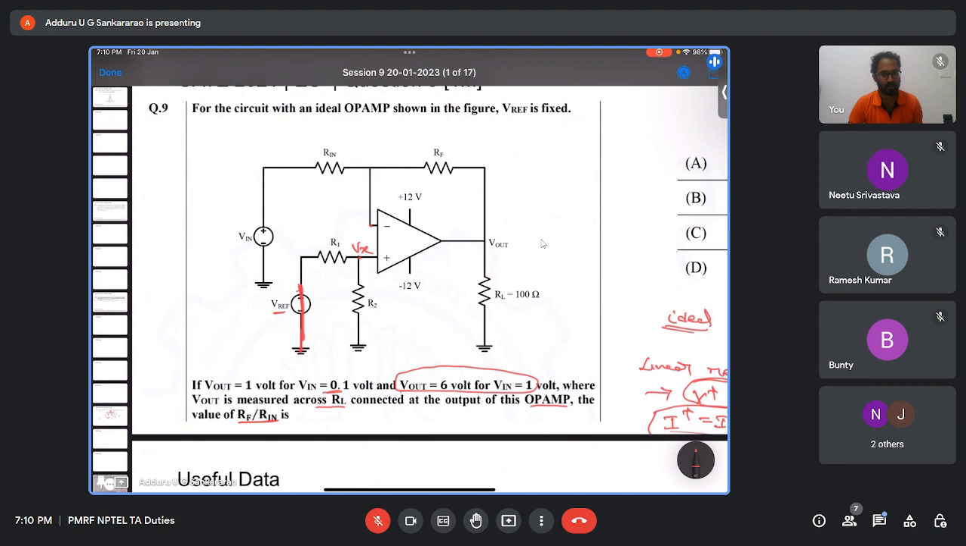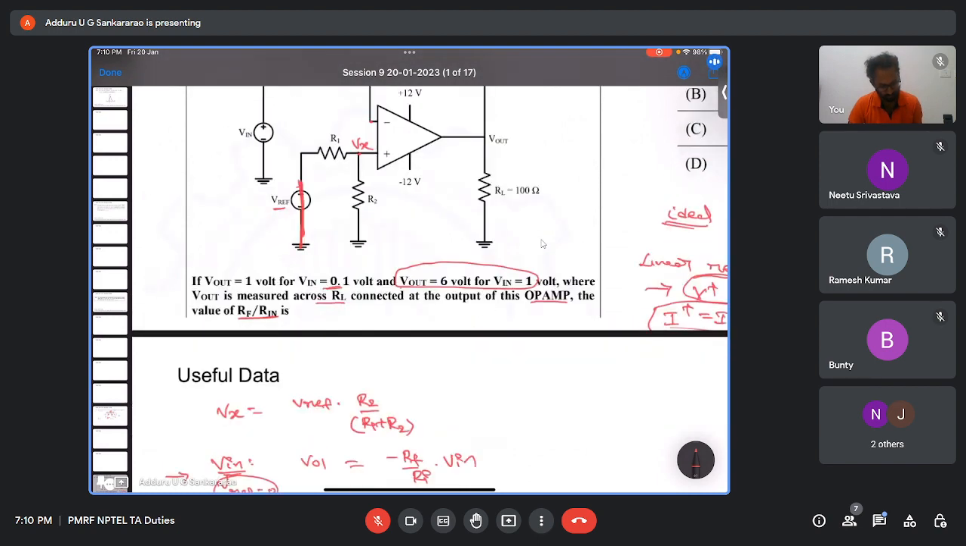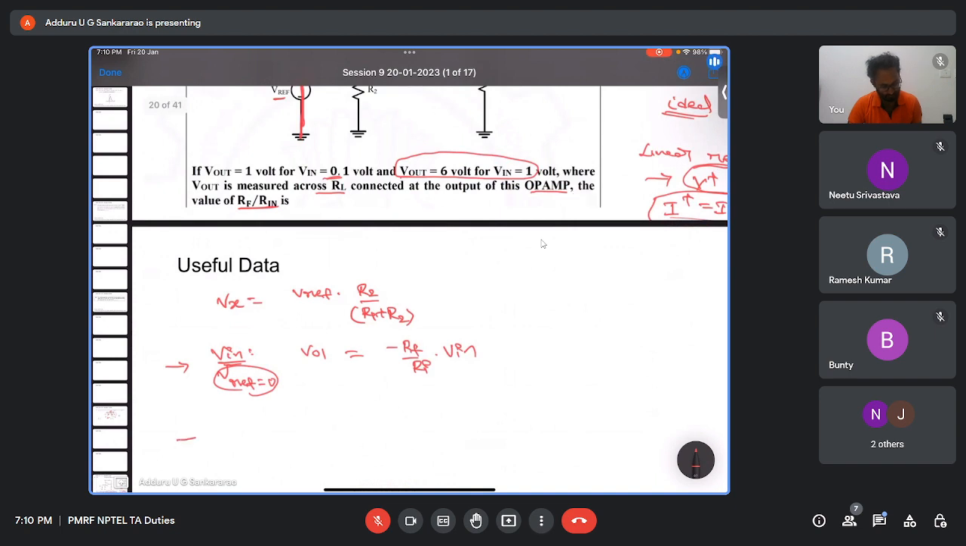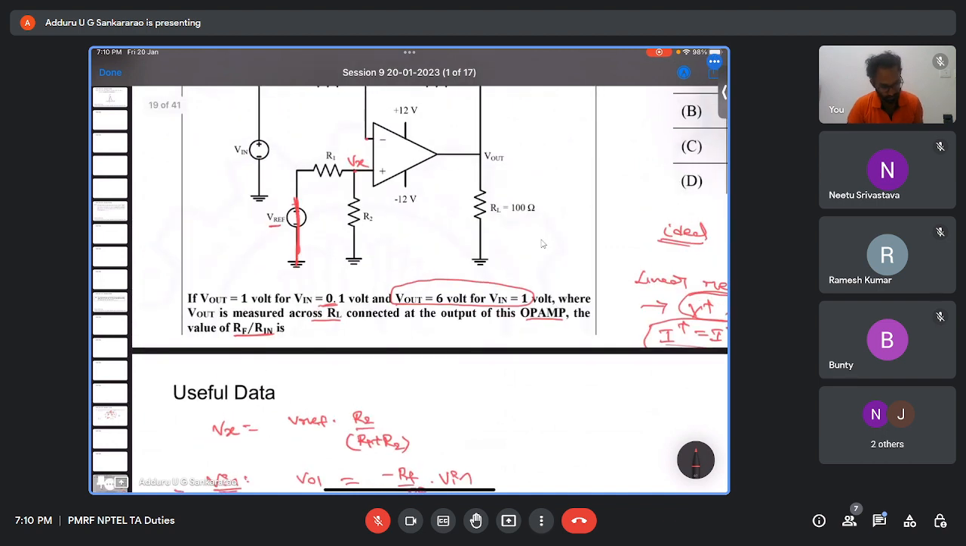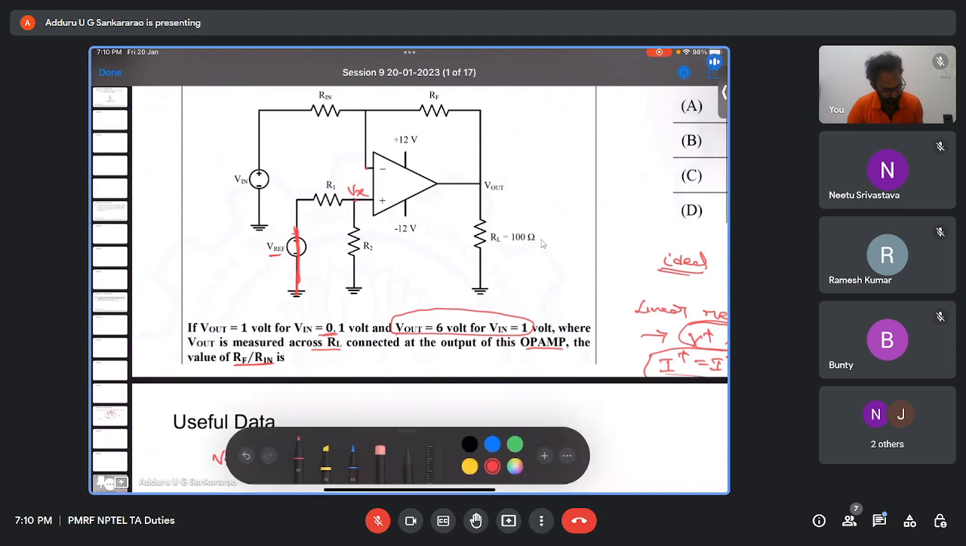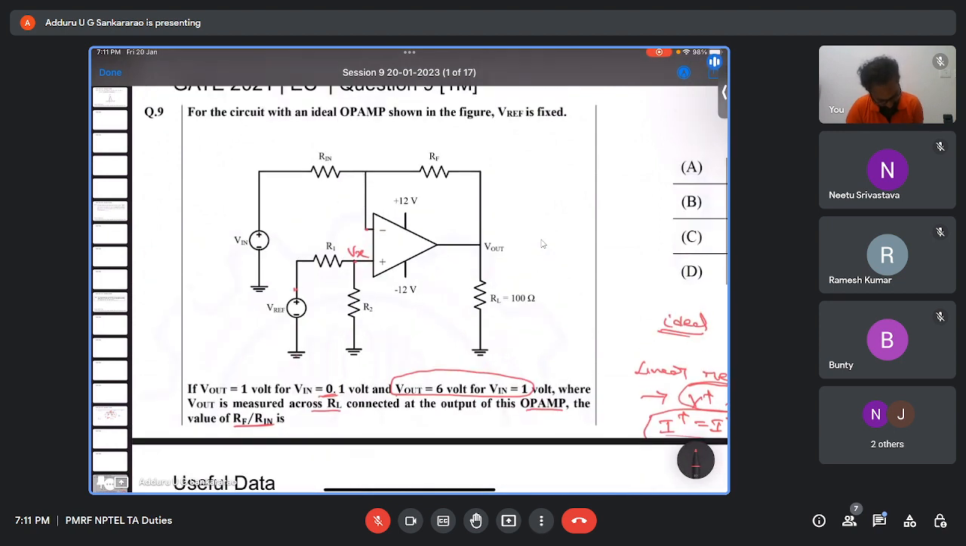This is for only applying the Vin input. Now suppose the second case: I will apply V reference input and make Vin 0. Now if I apply V reference, and if I make Vin equal to 0, that means I am short circuiting Vin.